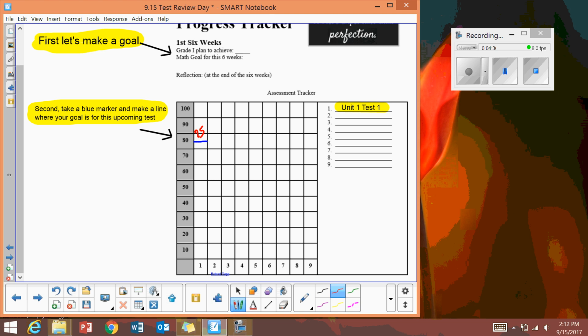Not yet. Okay? So the reason why we're only putting a line is because later when we actually get our test back, we're going to shade in what we actually got on the test. So we got a 90, we would shade all the way to 90. That means we went past our goal, which is good.